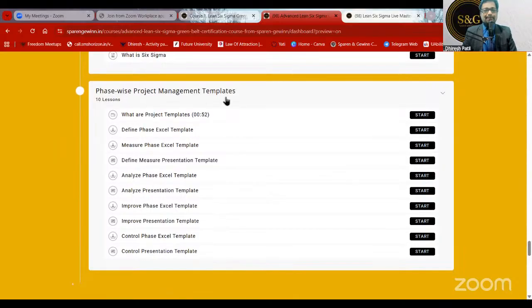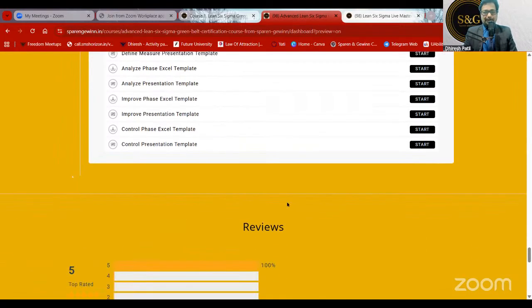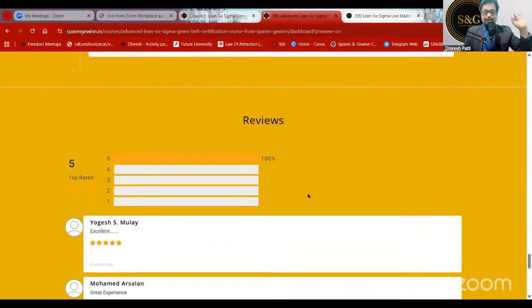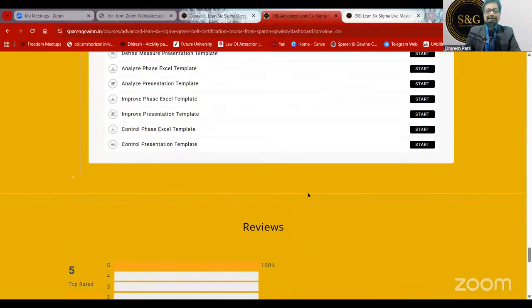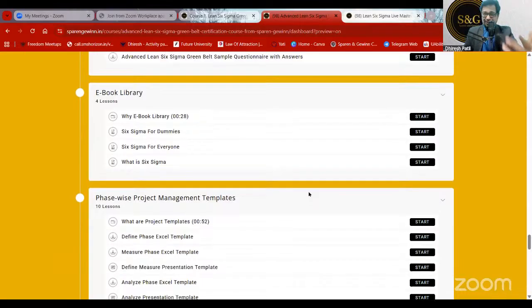These are the project management templates. These are downloadable templates. By the way, there are some modifications we are doing. We are making them easier for you. I am giving you pre-filled templates so that you can take that reference and do accordingly. So these are the templates exactly at the bottom. After that, there are reviews. By the way, you guys also can give reviews, put your comments so that other people also will get some kind of motivation to go through this.